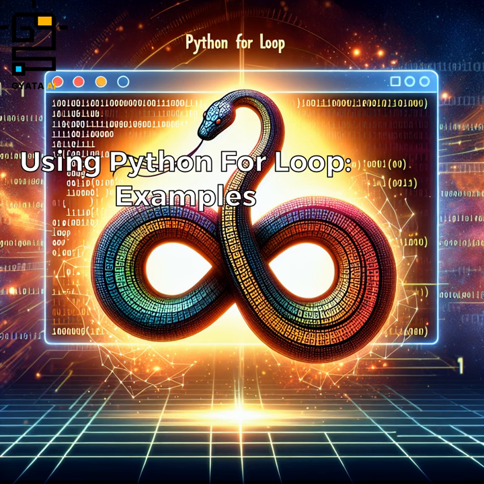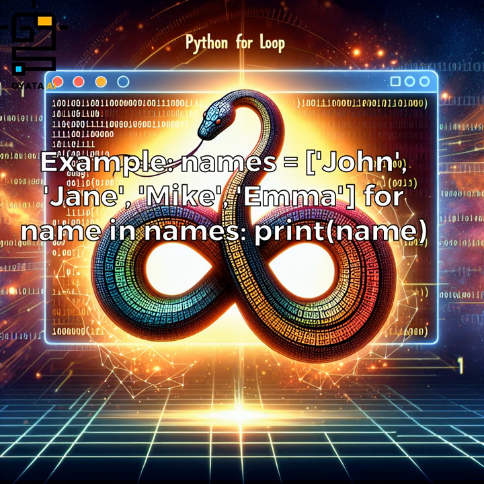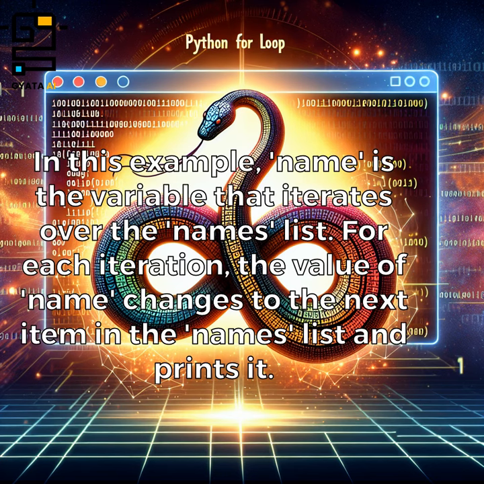Using Python for loop examples. Example: names = ["John", "Jane", "Mike", "Emma"]; for name in names: print(name). In this example, name is the variable that iterates over the names list. For each iteration, the value of name changes to the next item in the names list and prints it.